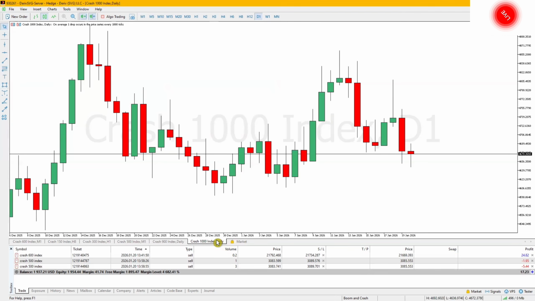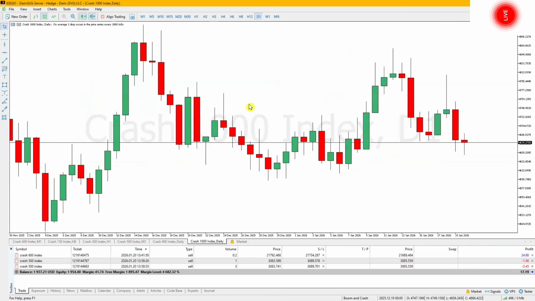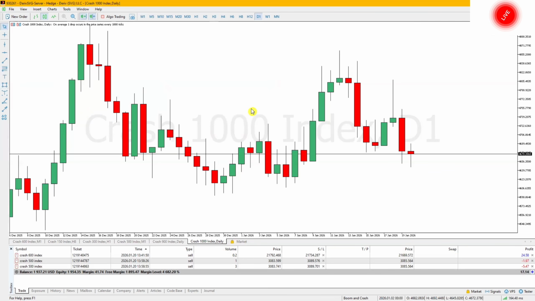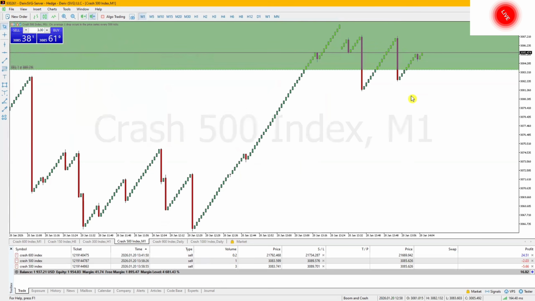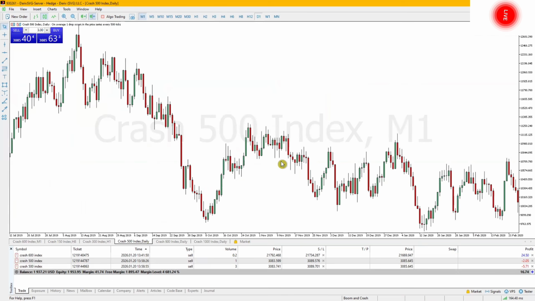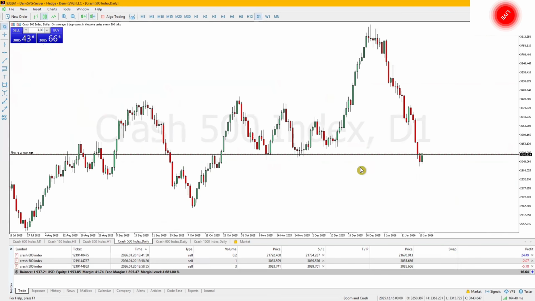It's not the candidate. The Crash 1000, by the way, is one of my favorites. From the back of my head, I just trade this thing. So let's go to Crash 1000. This is the one that we took. Let's just review it again to show you the rules.